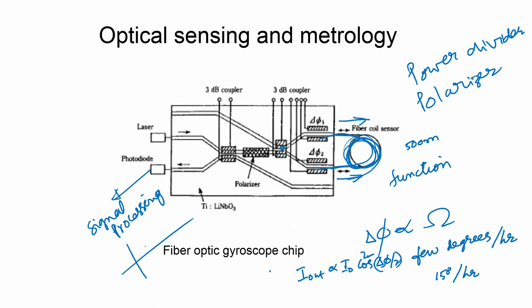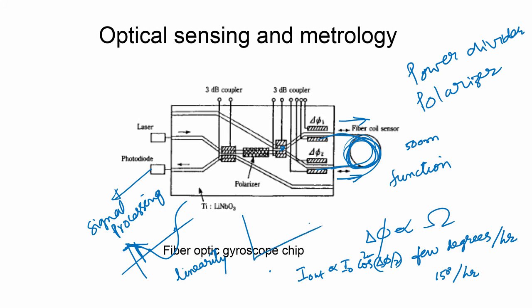If you look at the input output relationship, cos square out, this is not very sensitive at these points. So you need to bias the coil or the signal at the 45 degree points. That is where you require linearity of the input output.